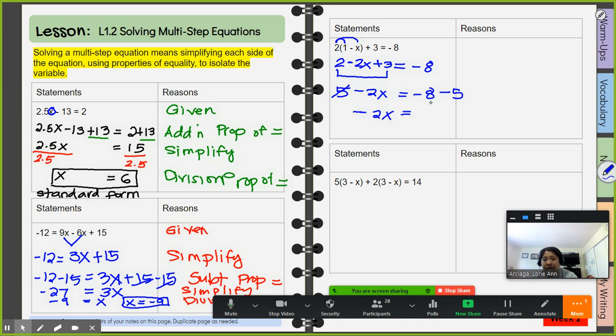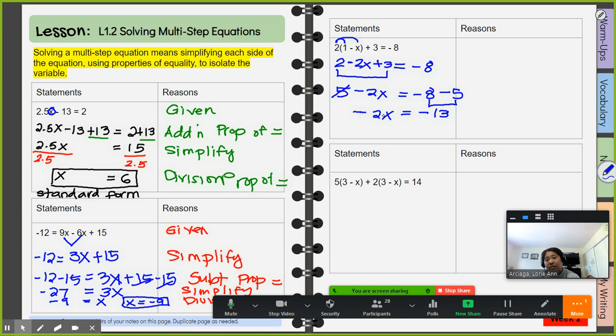Equals. Now these two, they have the same sign, so I have to add them. I get a negative, right? And then 8 plus 5 is 13. All right, so now what's going to happen? Now I'm just left with that group that has x in it. But I got to get rid of this negative 2.